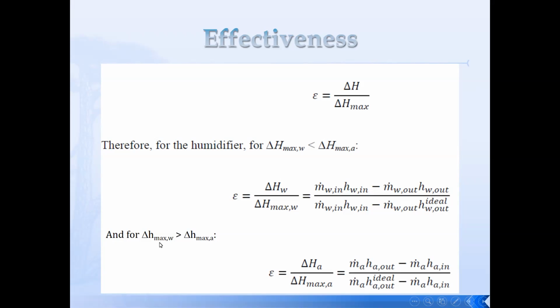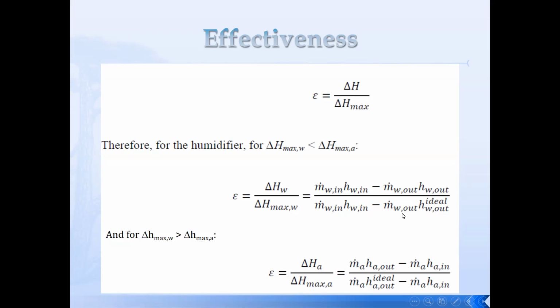And then for the air side, we write epsilon, again, delta H of the air over delta H air maximum. And this is again m dot air, H out minus H in. And then the ideal air enthalpy here is the enthalpy of the air if it is heated to the maximum temperature, which is T water in. So this is how we can determine the ideal conditions here.